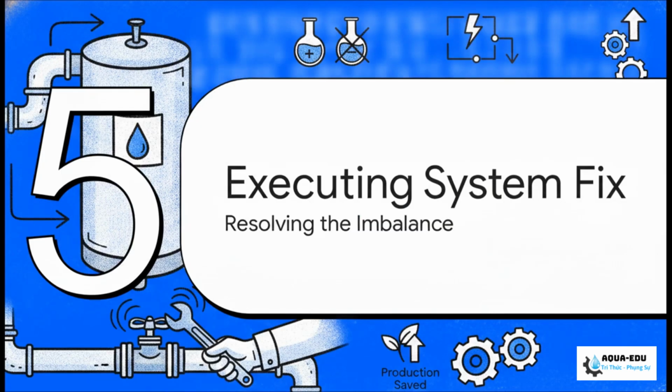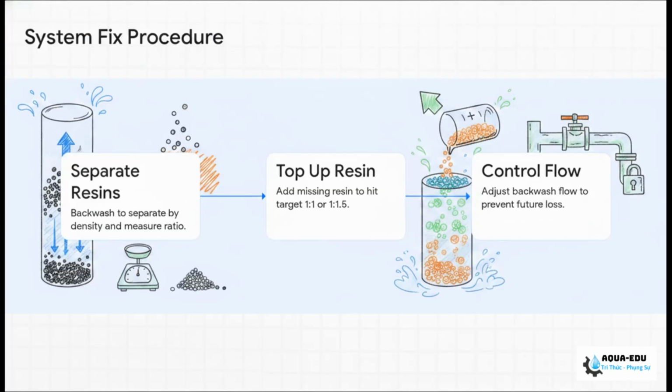Moving on to part 5, executing the system fix. Okay, once you've confirmed the imbalance and you know exactly what you're missing, you have to execute this system fix to save the plant's production batch. Here is your strict standard operating procedure. Step 1, run a backwash to completely separate the resins by density and meticulously measure that ratio. Step 2, top up the exact required volume of the missing resin, which, let's be honest, is usually the lighter anion, to hit your target 1:1 or 1:1.5 mark.